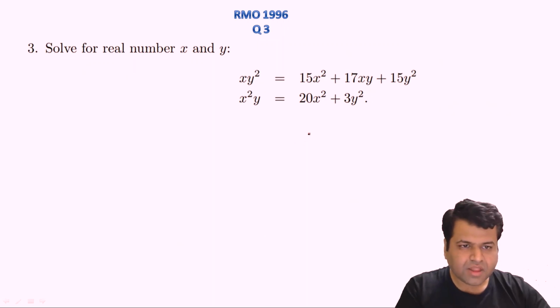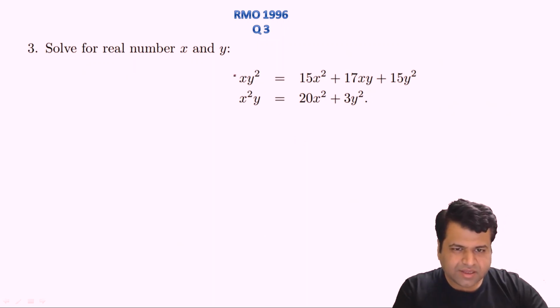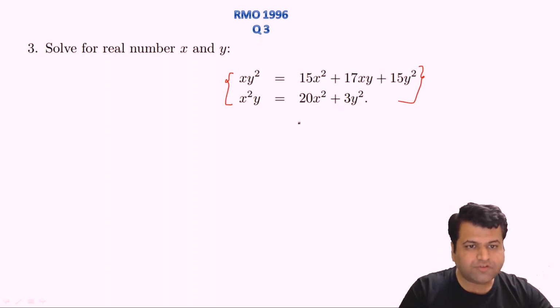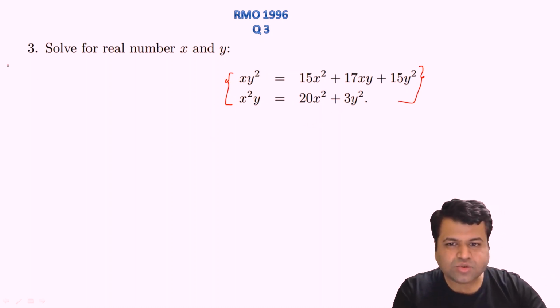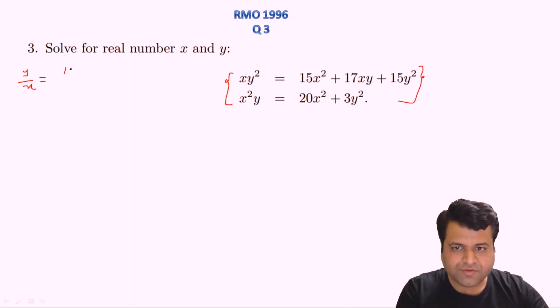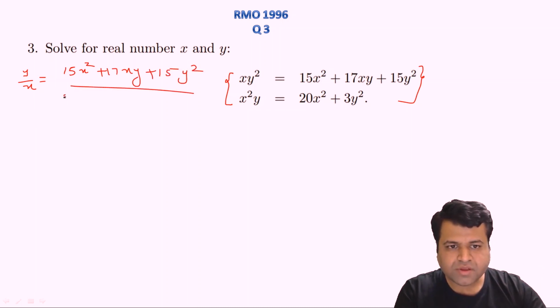All right. Here you can see there is a trick in this question. Both of these parts on the left hand side are of 3rd degree, and on the right hand side there is an expression which is of 2nd degree. So let's divide these two things and we will get a homogeneous equation in terms of x and y, right? So what we will get is y upon x, and here it will be 15x square plus 17xy plus 15y square whole upon 20x square plus 3y square.